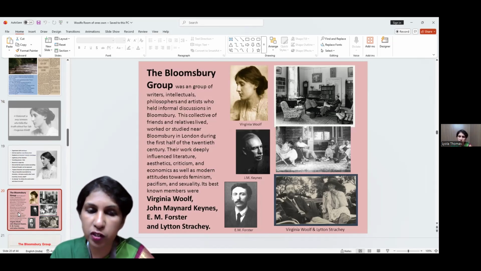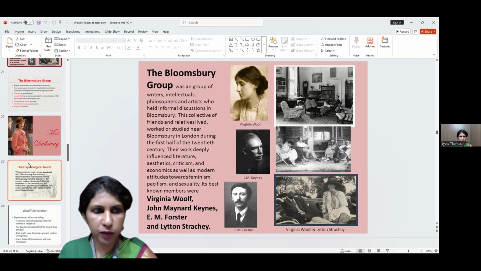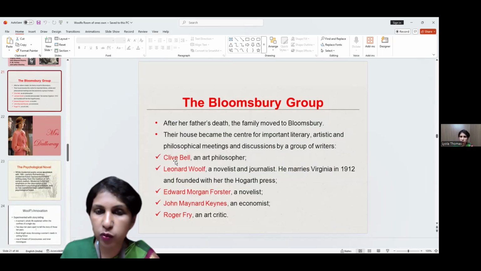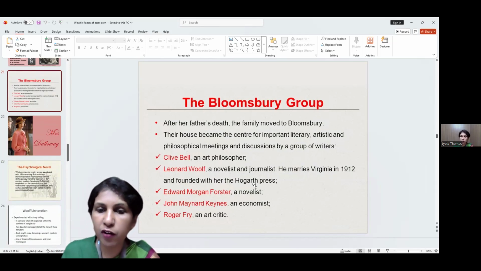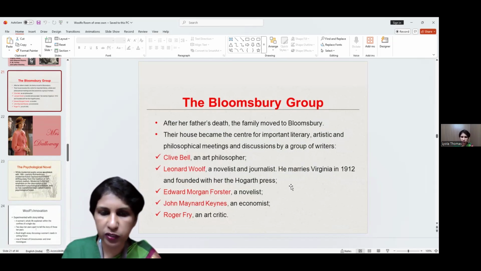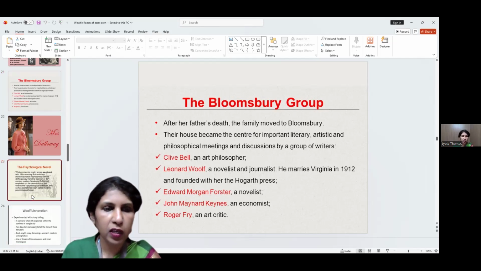Their work influenced literature, aesthetics, criticism, and economics, as well as modern attitudes towards feminism, pacifism, and sexuality. Apart from those notable members, we also have Clive Bell, an art philosopher, and Leonard Woolf, novelist and journalist, who married Virginia in 1912, and they founded the Hogarth Press, in which they published a lot of landmark literary works, E.M. Forster, of course, and Roger Fry.